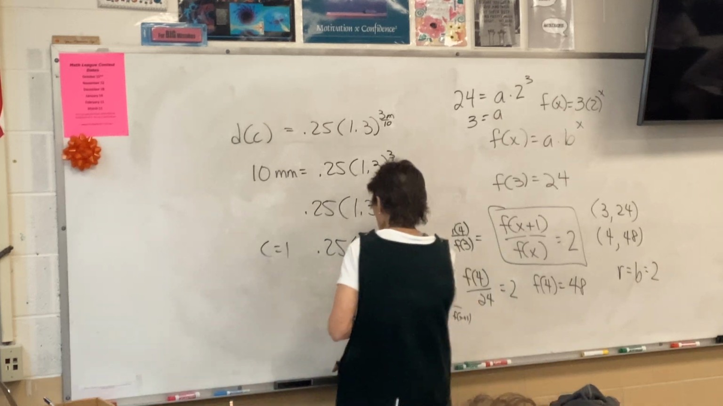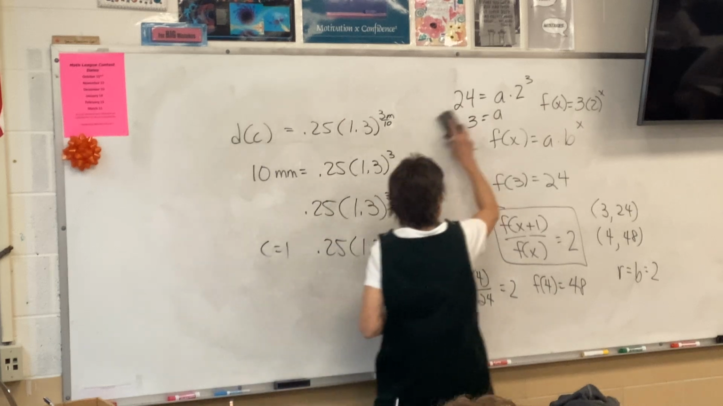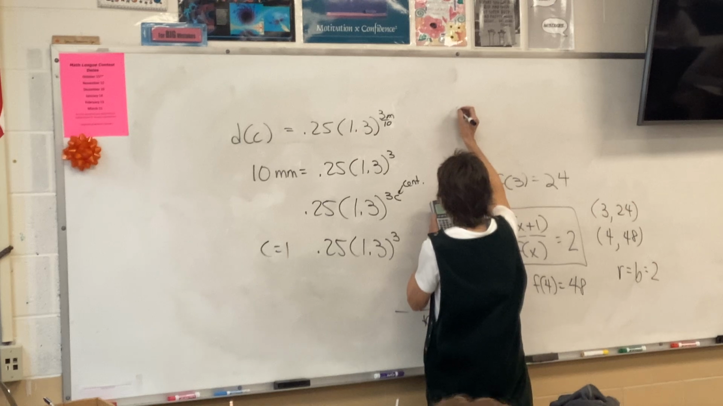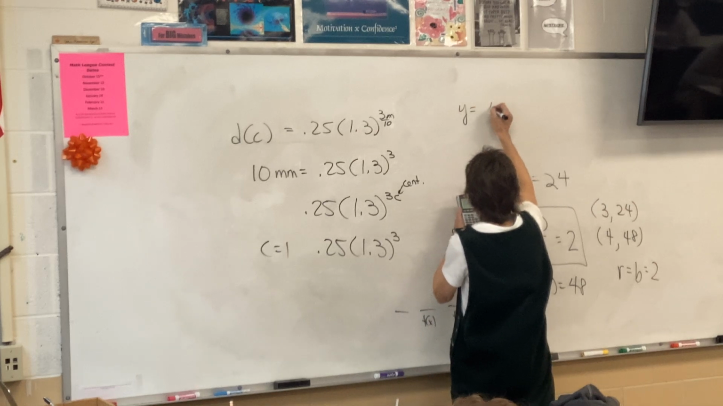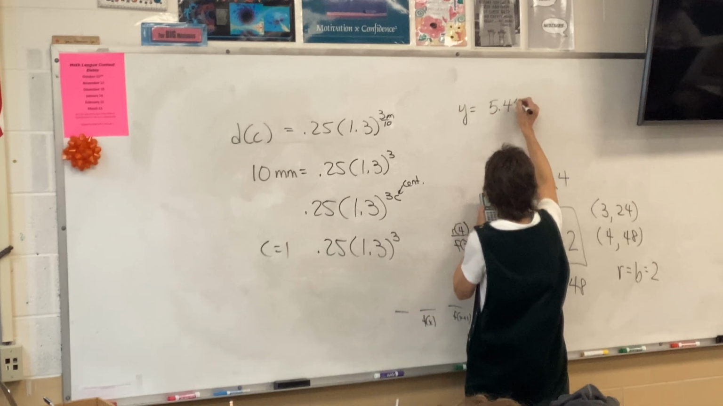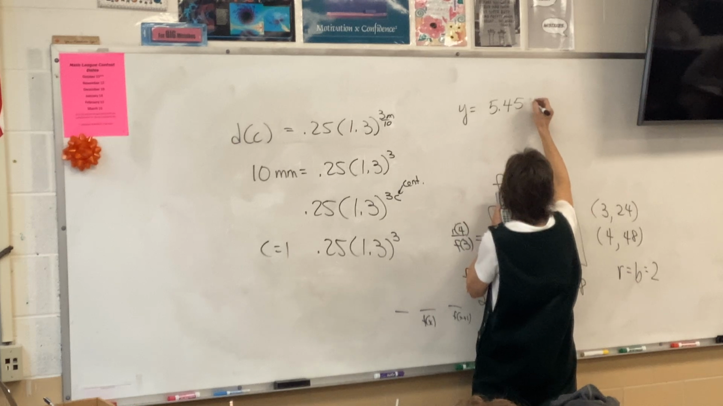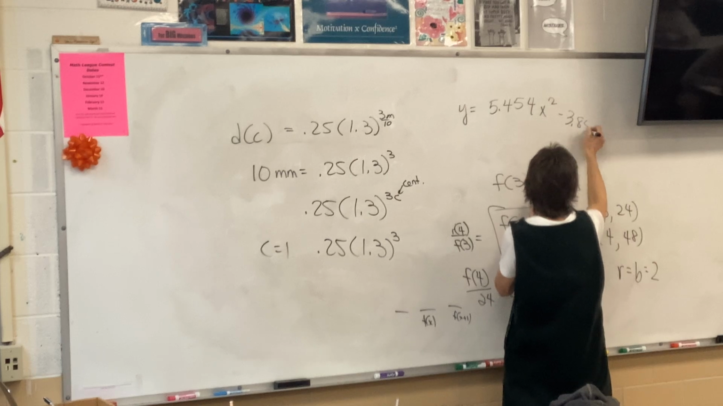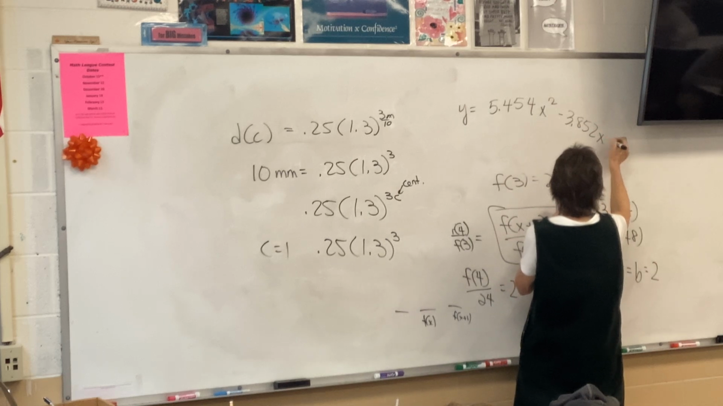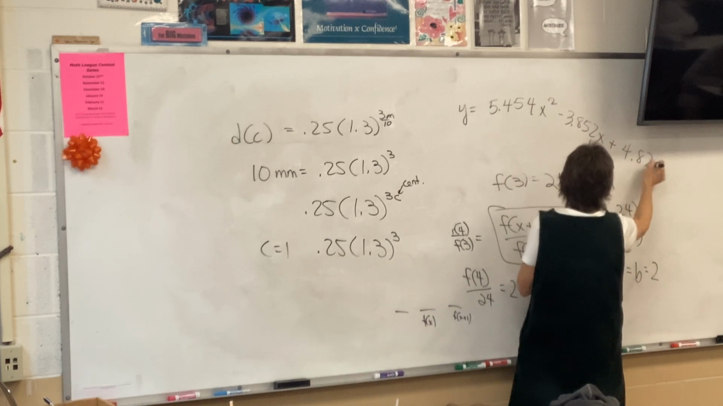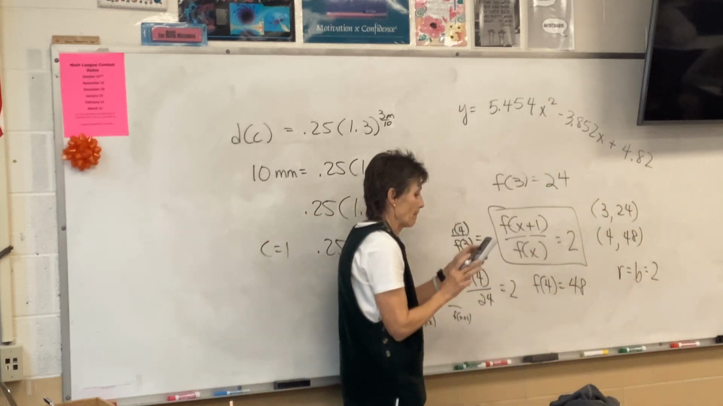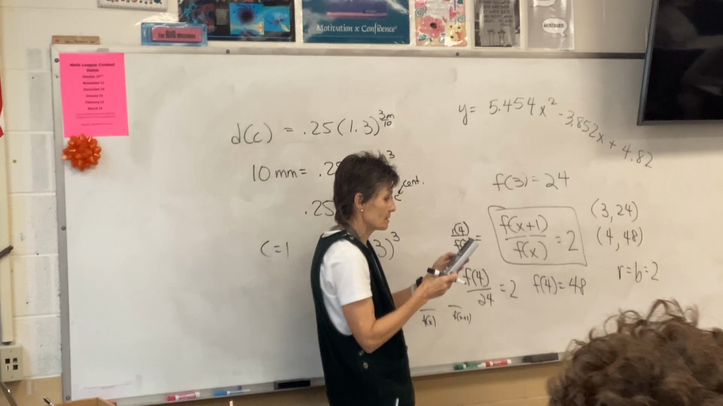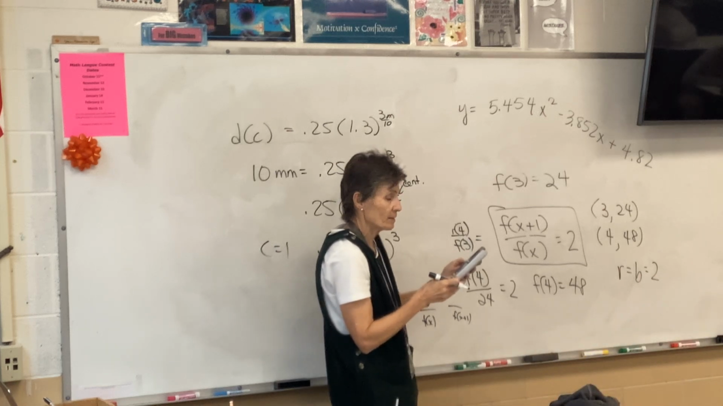I typed in the wrong numbers first, but I think this is right. I got 5.454x squared minus 3.852x plus 4.82. Anybody else get that, or did I type in the wrong numbers? Did you get that? Yeah.